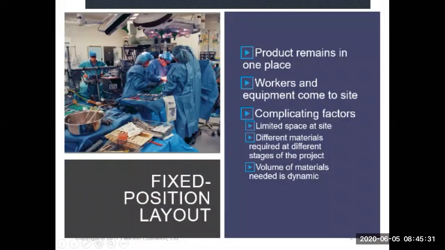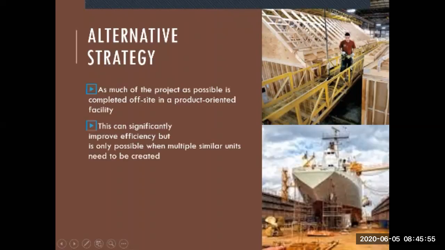This fixed position layout also applies to services, for example the operating room. The patient is on the operation table, and all the personnel, doctors, equipment, and medical supplies come to the patient. This one cannot be done offsite yet; for services it might be difficult to do offsite. So this is an example of fixed position layout.